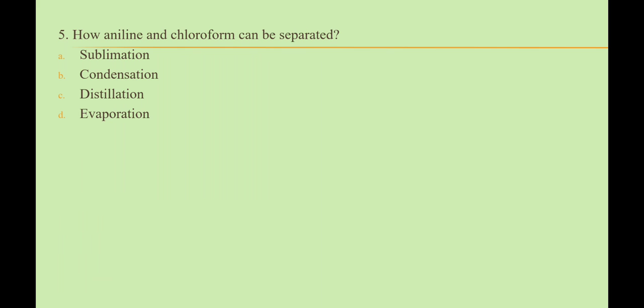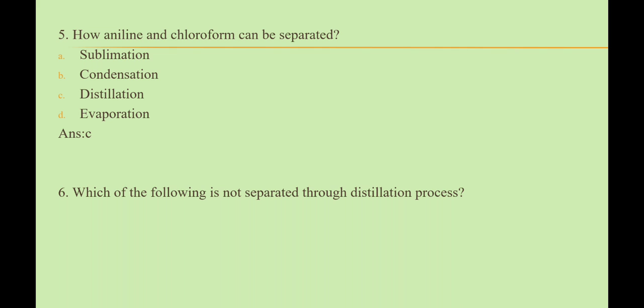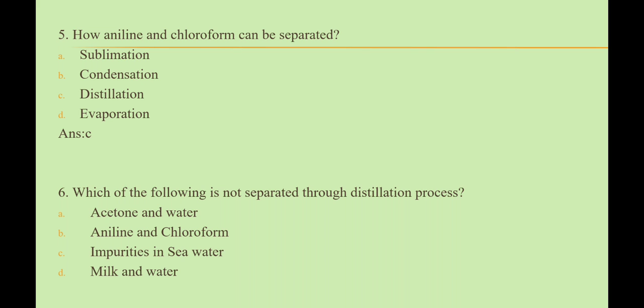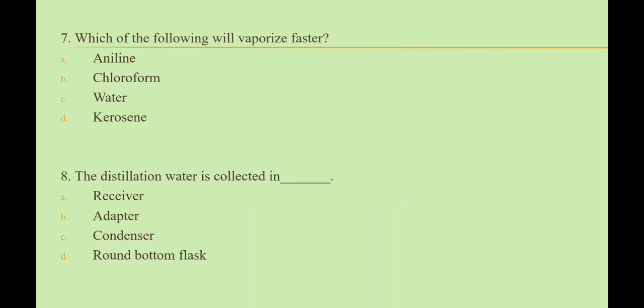Next question is, how aniline and chloroform can be separated? Option A sublimation, option B condensation, option C distillation, option D evaporation. So the correct answer is option C, that is distillation. Next question is, which of the following is not separated through distillation process? Option A acetone and water, option B aniline and chloroform, option C impurities in seawater, option D milk and water. So the correct answer is D, that is milk and water.